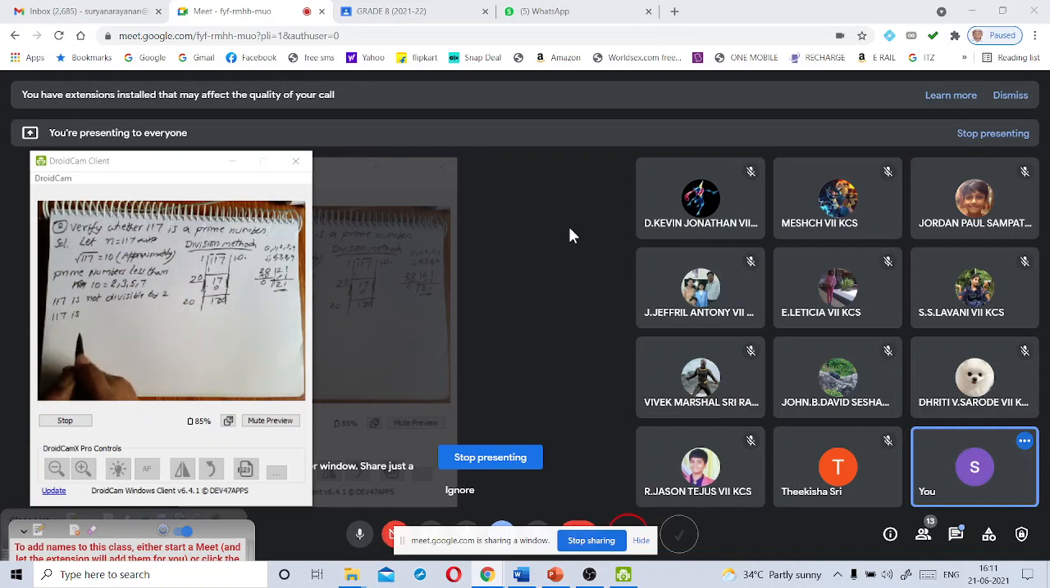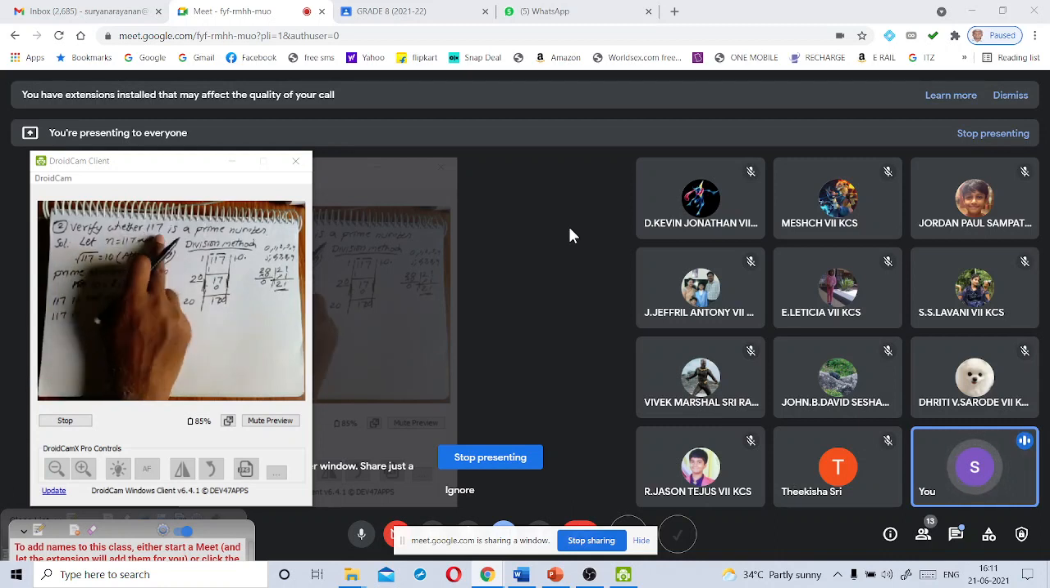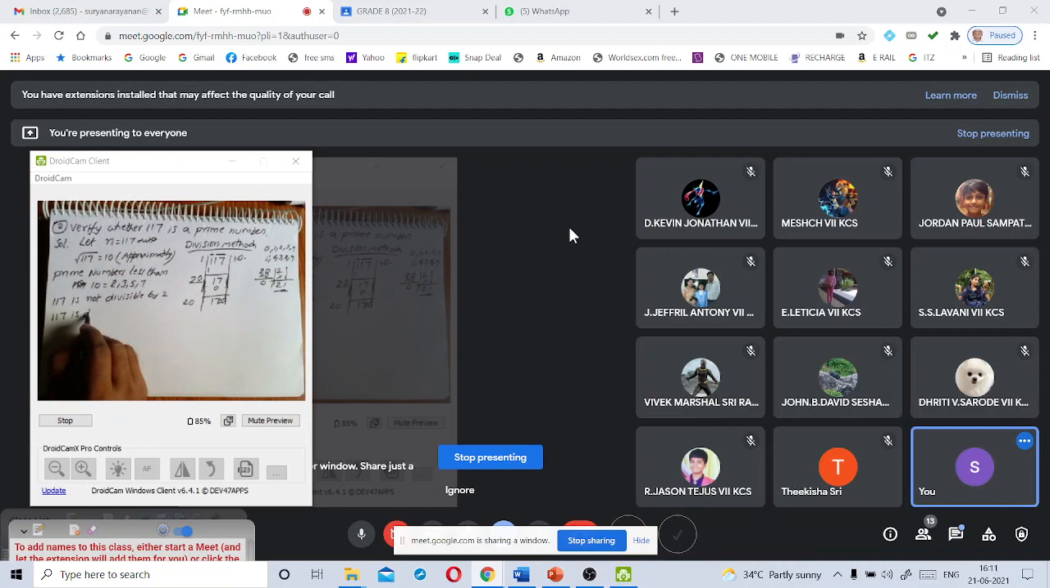Sir, which number? Divisible by 3 or not? Yes, sir. Previously, Jordan told that formula: sum of the digits. What is the sum of the digits in this number? 1 plus 9, sir. Is 9 divisible by 3 or not? Yes, sir.